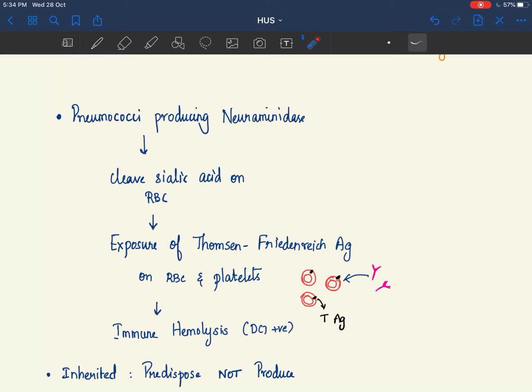Okay, so a hidden antigen is generally never exposed to our antibodies, and our antibodies are also not educated in the course of hidden antigens. So when this gets exposed, this is recognized as a foreign antigen and our antibodies start destroying it. If our antibodies are destroying our RBCs, then it is an immune hemolysis, hence DCT is positive, correct?